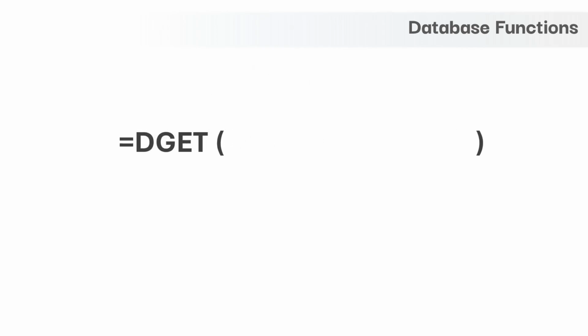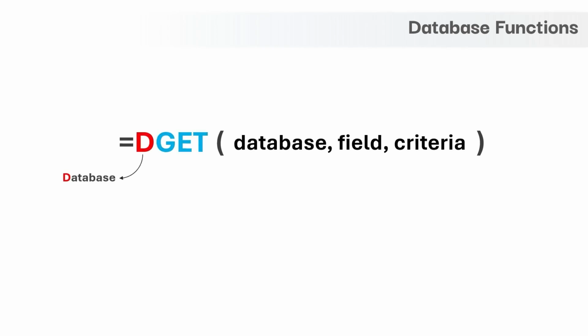This function has three mandatory arguments. Let's try to break it down. The function name has two elements. First is the letter D, which stands for database, or you can call it a range of dataset. Second is the GET, and it carries the literal meaning of to get or to extract. And we will come to know what it means by the end of this video.